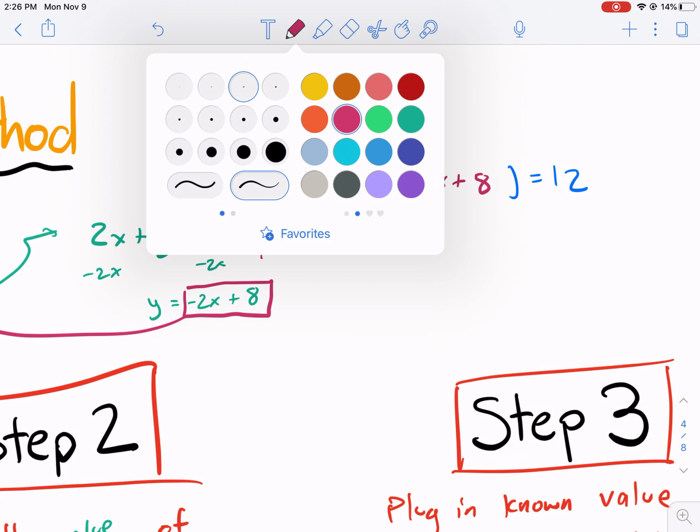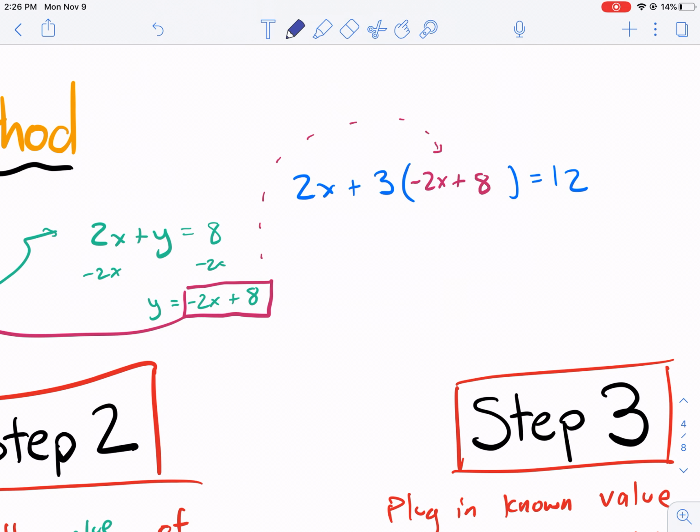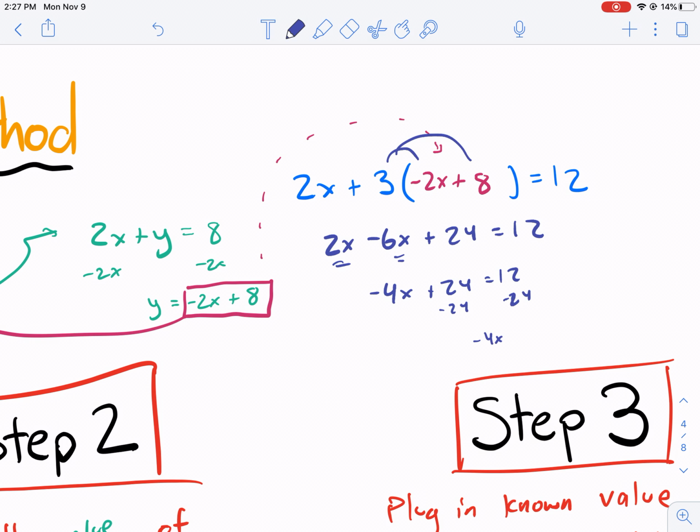All right, so now it's just a matter of solving. So I'm going to solve here in dark blue. I have 2x plus, I need to distribute here. That's going to be minus, actually. So 3 times -2 is -6x plus 24 equals 12. I have like terms here, so I get -4x plus 24 equals 12. I'm going to subtract 24 from both sides. I get -4x equals -12. So I divide by -4, divide by -4, and I get x equals +3.